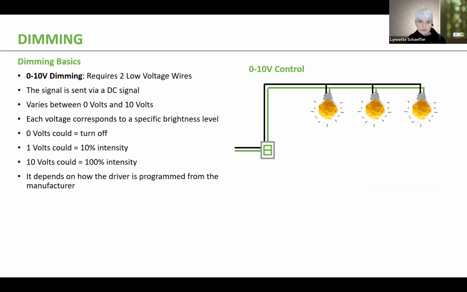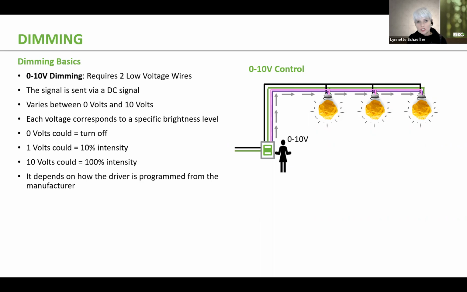Now, besides forward phase dimming, light sources can also be dimmed via 0 to 10 volts, but that means 2 additional wires are required, which can be very costly if you think about it from an installation standpoint. Now, in this particular scenario, when the dimmer is slid up and down, it basically is sending a signal via those low voltage control wires. So when it comes to 0 to 10 volt, those low voltage control wires send a DC signal that varies between, say, 0 volts and 10 volts.